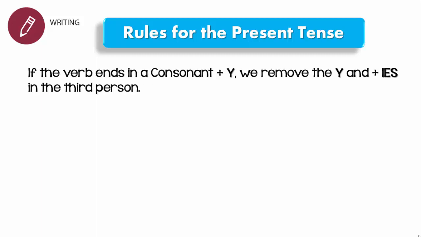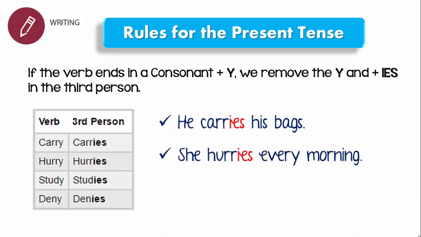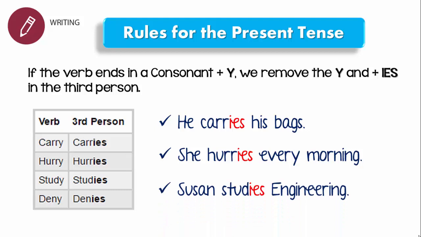If the verb ends in a consonant plus a Y, we remove the Y and add IES in the third person singular. So, for example, for the verb carry, we would change it to carries. Hurry, hurries. Study, studies. Deny, denies. He carries his bag. She hurries every morning. Susan studies engineering.